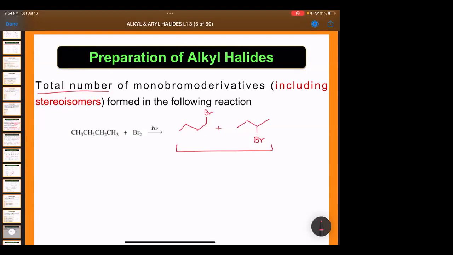So such isomers are known as structural isomers, and these are positional isomers. But if the position is the same, the atoms are located at the same point, and the connectivities and the bonds are all the same, and only the three-dimensional arrangement is different, then such isomers are known as stereoisomers. Is the definition clear? Yes, sir. Stereoisomers are those isomers which differ only with respect to the three-dimensional arrangement of groups in space.